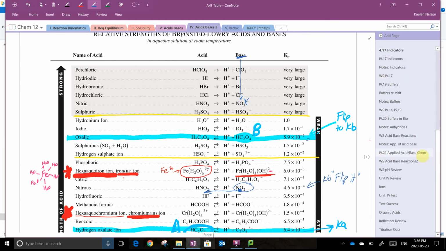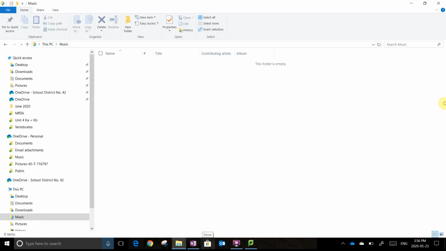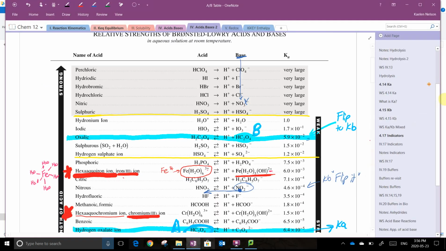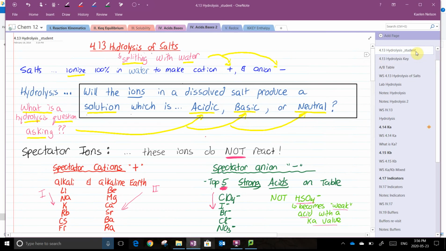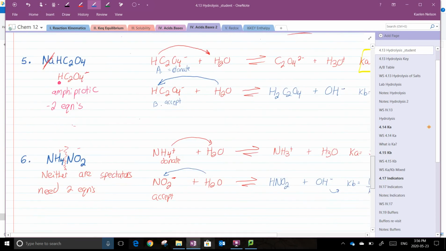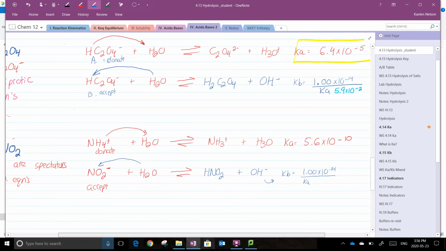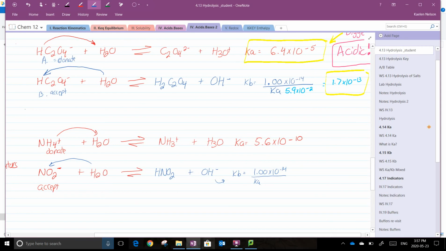So I'll go back to my original note sheet. Was down here. There we go. And that number was 4.6 times 10 to the negative 4. When I do my calculation, it will turn out to 2.2 times 10 to the minus 11.